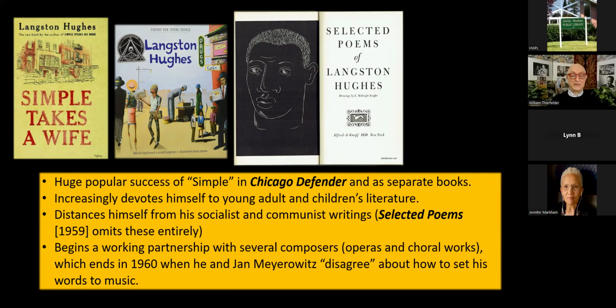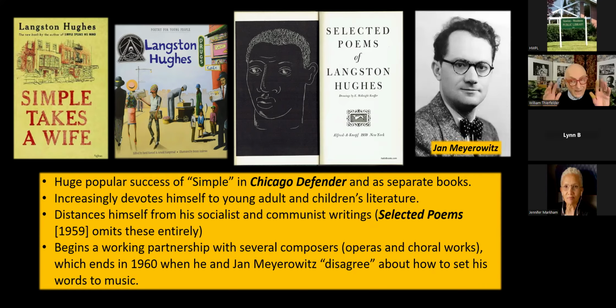Well, finally, by the end of the 1950s, he began working in partnerships with several composers, both on operas and choral works. But that ended in 1960 when he and one of the composers, Jan Meyerowitz, and I put this in air quotes, disagreed about how to set his words to music. In other words, they had a fight, and Hughes just eventually said, you know something, I'm not going to deal with this, and while I'm still here, I'm not going to allow people to set my poetry to music.